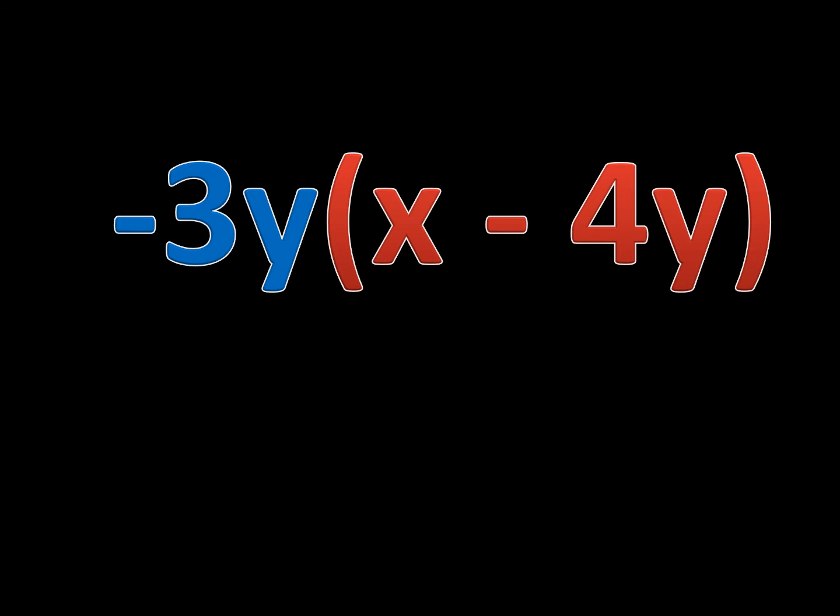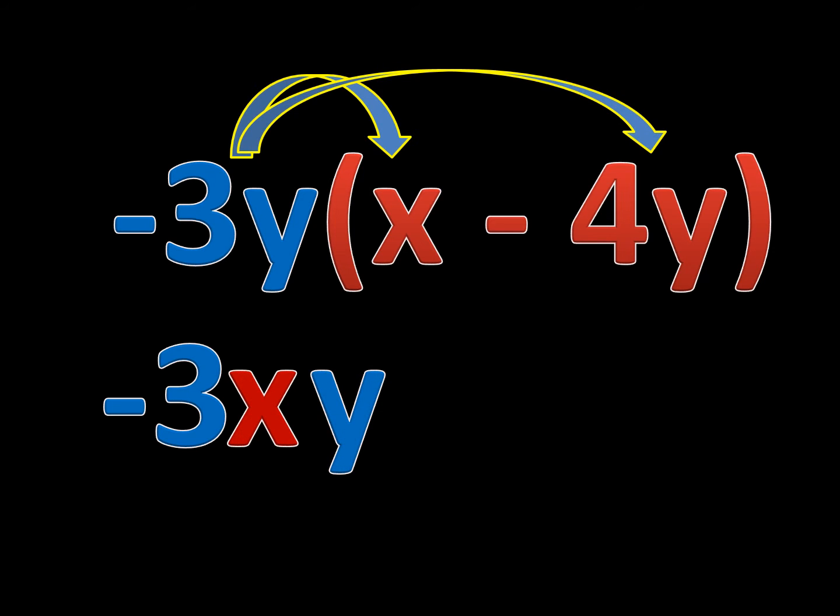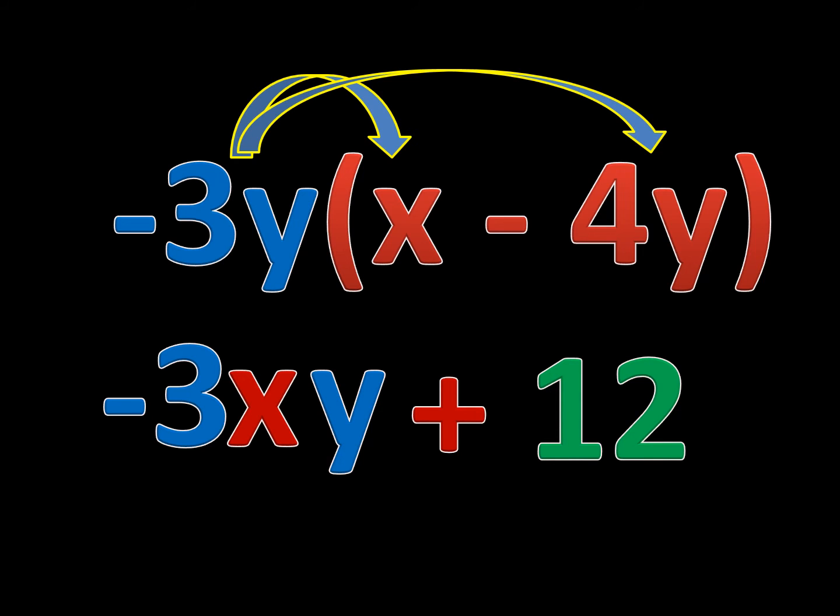Now we will multiply negative 3y times x minus 4y. First, multiply negative 3y times x. Just write the minus 3 down. Then y times x makes xy. Now multiply negative 3y times negative 4y. Negative 3 times negative 4 is a positive 12, and y times y is y squared.